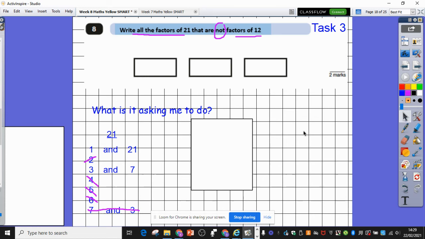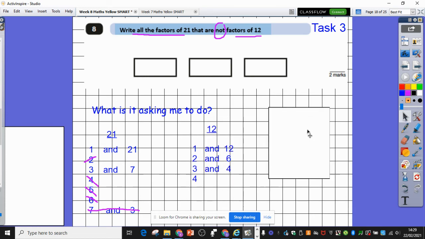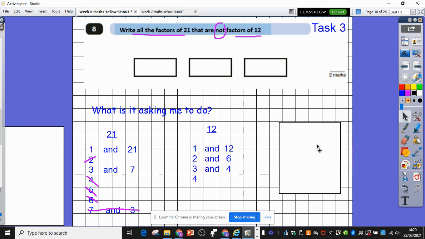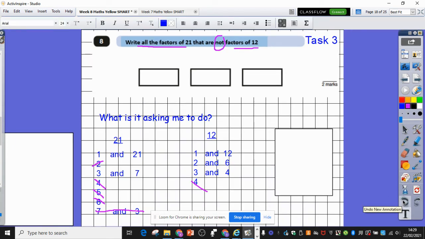Okay, so let's have a look now at the factors of 12. Here I've got 1 and 12, 2 and 6, 3 and 4, 4 and 3. Again, I've transposed it, so I do not need that one. Right, so what I'm going to do next is find the common factors of both.